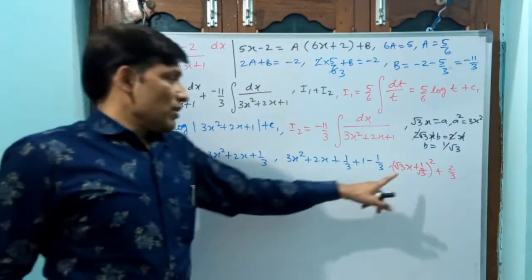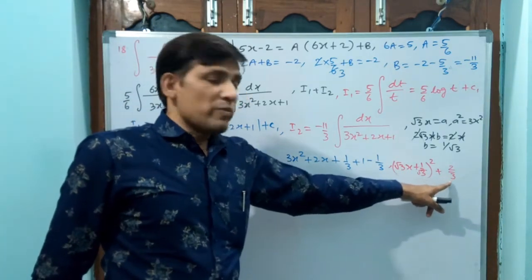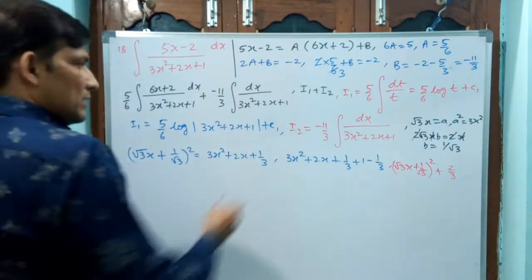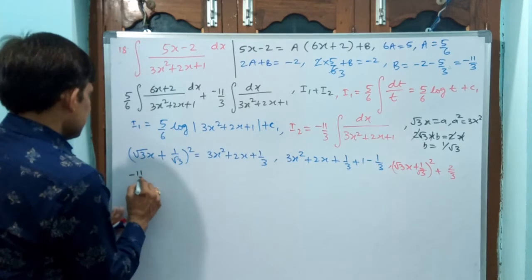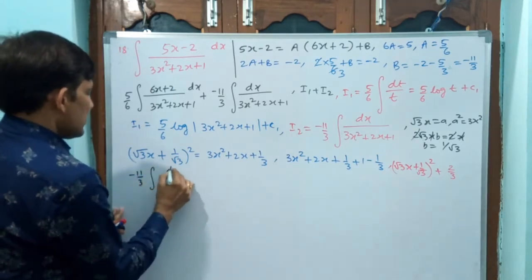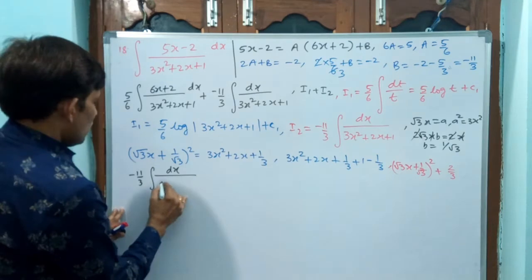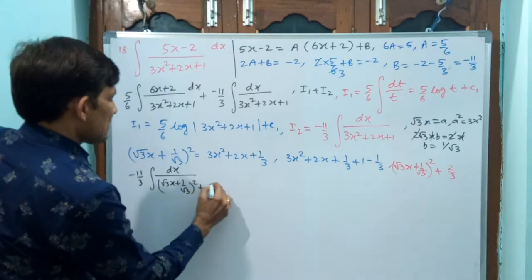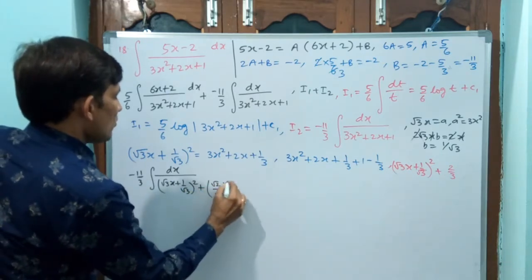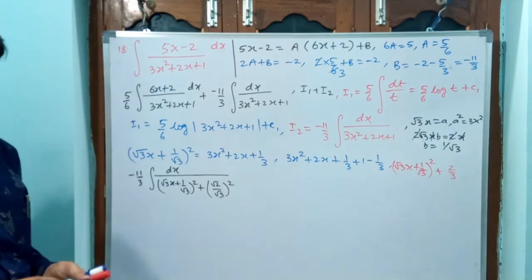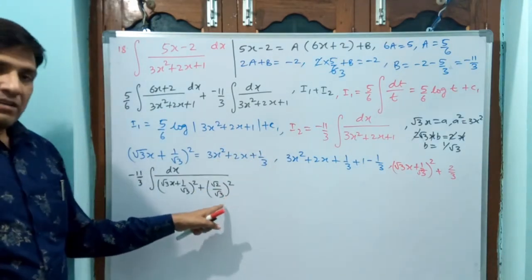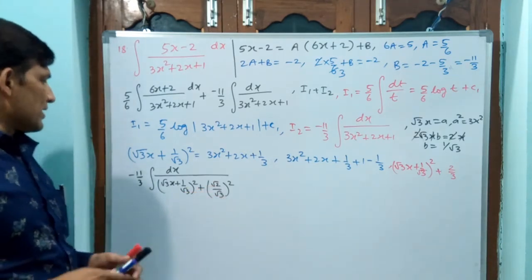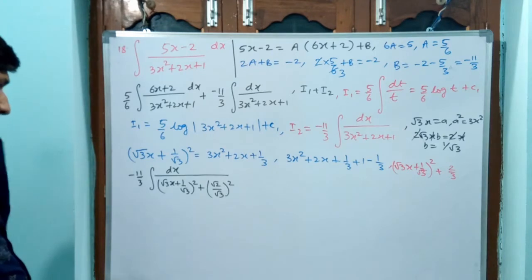But you see, t square plus a square, this should be root 2 by root 3 whole square. Like that you have to write. Let us write. I2 is equal to minus 11 by 3 integral dx by root 3x plus 1 by root 3 whole square plus root 2 by root 3 whole square. Is it okay? Why? Because 2 by 3 is normal, but we have to write in a square form. Square form means root 2 by root 3 whole square you have to write. Now you see what will be the formula.